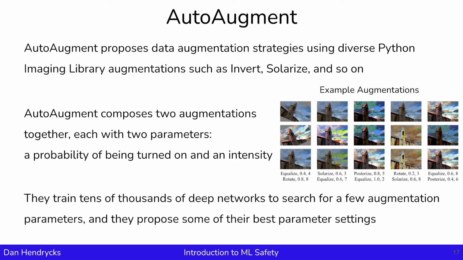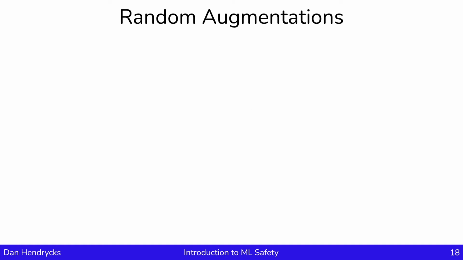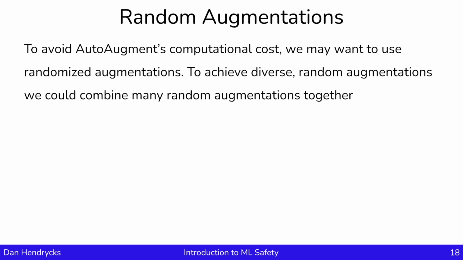To create these parameters for augmentation and these combinations, they trained tens of thousands of deep networks to search for a few augmentation parameters, and they proposed some of their best parameter settings. So consequently, finding these augmentations through AutoAugment was pretty computationally expensive. Rather than heavily optimizing an augmentation's parameters as AutoAugment does, perhaps we could rely on stochasticity to provide robustness. To avoid AutoAugment's computational cost, we may want to use randomized augmentations. These could allow us to achieve very diverse augmentations.